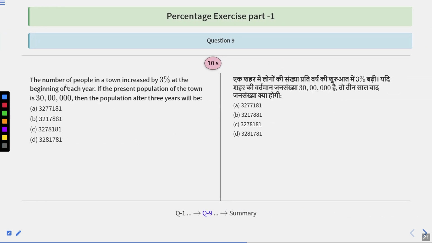Next, the number of people in a town increased by 3% at the beginning of each year. If the present population of the town is 30 lakh, then find the population after 3 years. Options are given to you, and you have 10 seconds to find the correct answer.